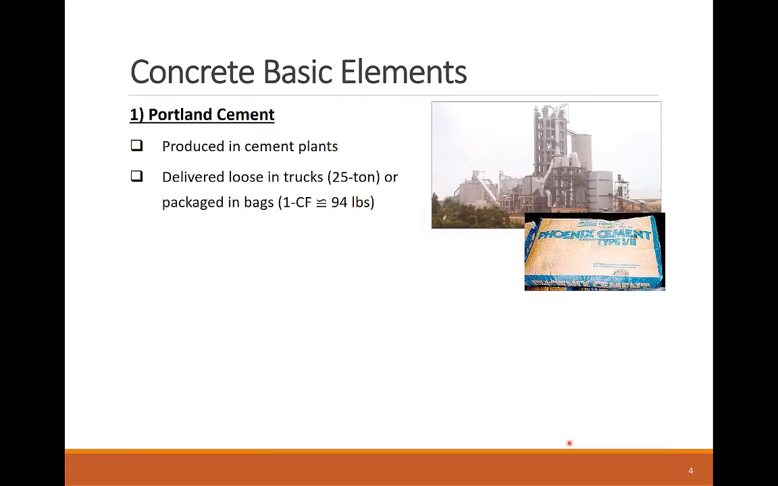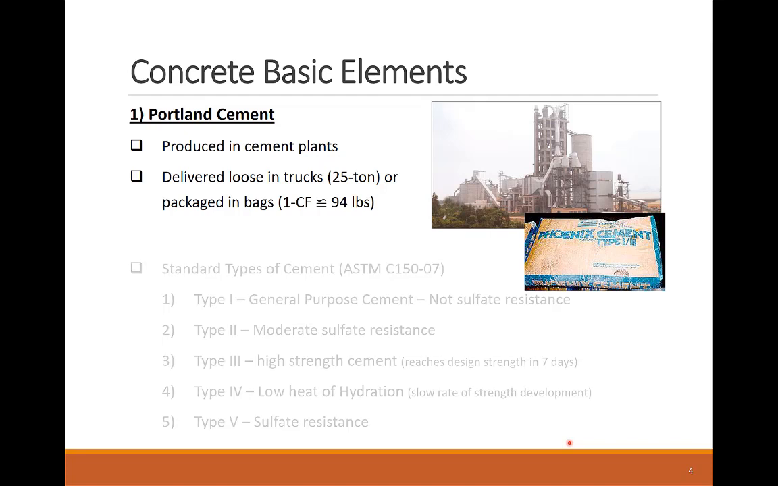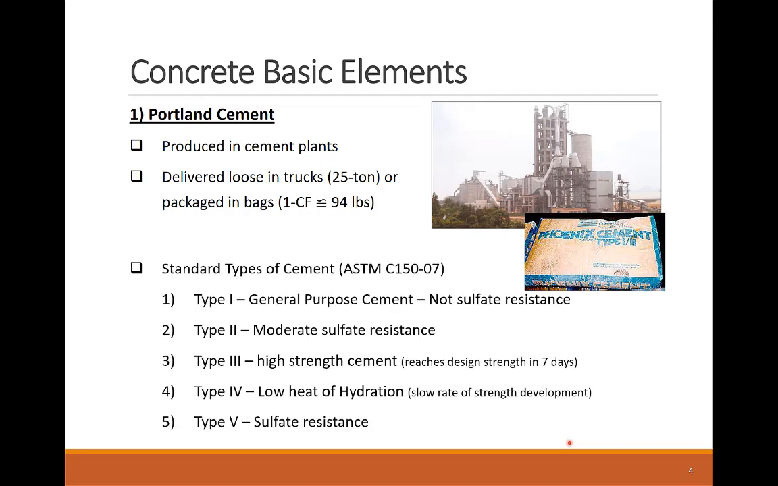The Portland cement is the most known ingredient of the concrete mix. It's produced in large cement production plants and mostly delivered in package bags of around 94 pounds each. Cement can be delivered in loose quantities for large production settings like concrete batch plants or large construction projects. There are 5 standard cement types for different purposes as shown.